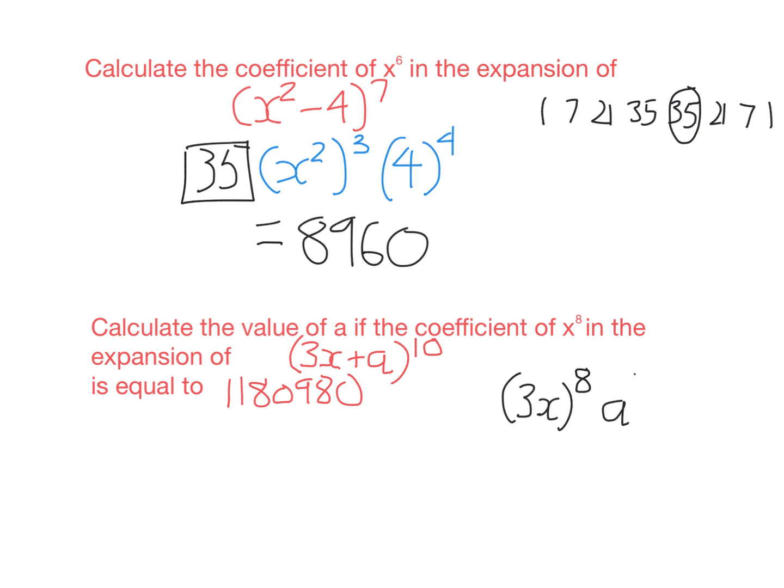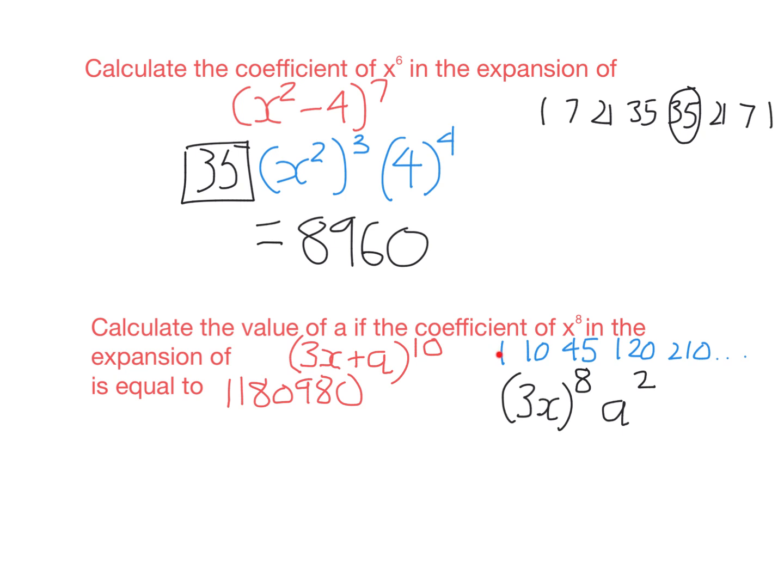Now the power of a must be 2 because as we learned on the first slide, whenever you have a term, the powers always add up to this number, in this case 10. So now we just need to figure out what is the coefficient here. Again, we need Pascal's triangle. In this case, we need the 10th row of Pascal's triangle. So this is what the 10th row of Pascal's triangle looks like. I didn't write all of it out because we don't need all of it.